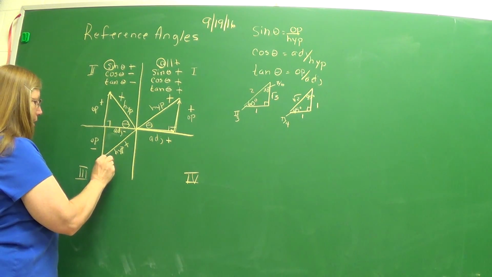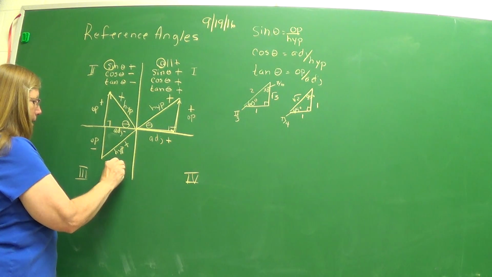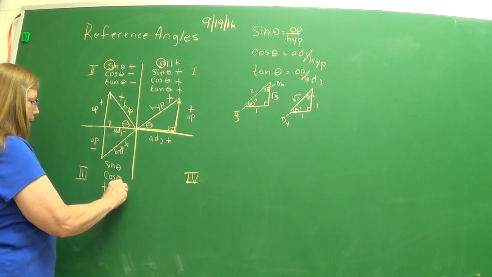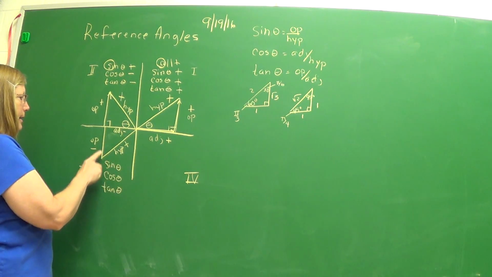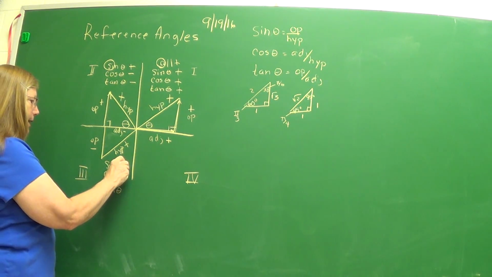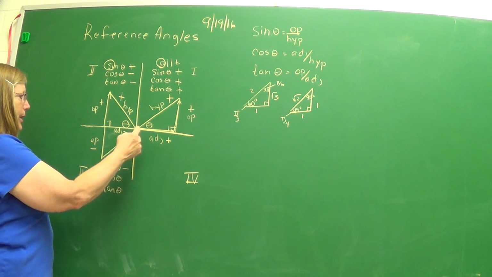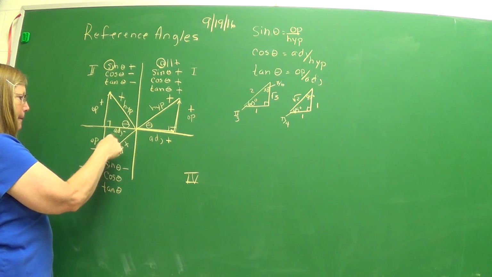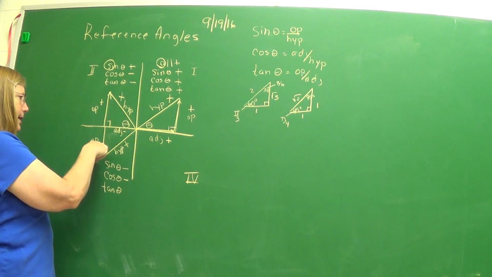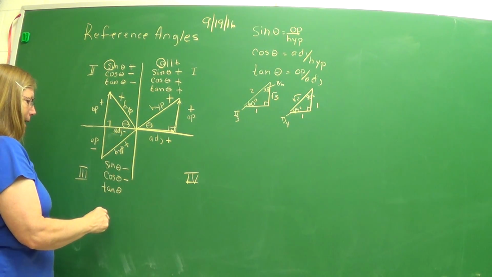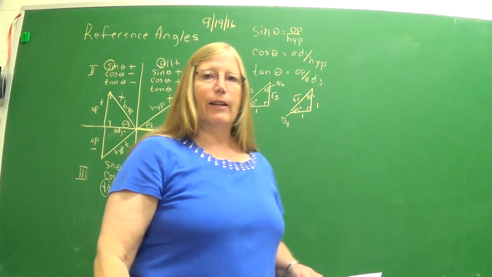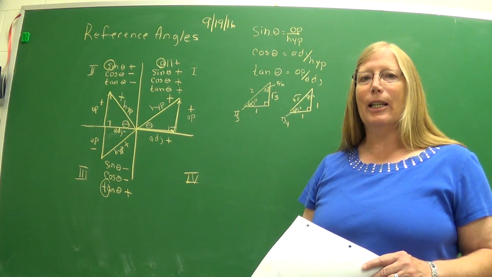Let's do the trig functions. Sine, cosine, and tangent. In the third quadrant, sine is opposite negative divided by hypotenuse positive, creating a negative. Cosine, negative, divided by hypotenuse, positive, negative. Tangent, opposite, negative, divided by adjacent, negative, positive. So I'm going to circle the T. The only positive character down in the third quadrant was tangent.